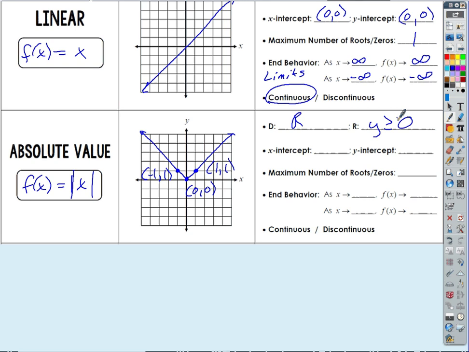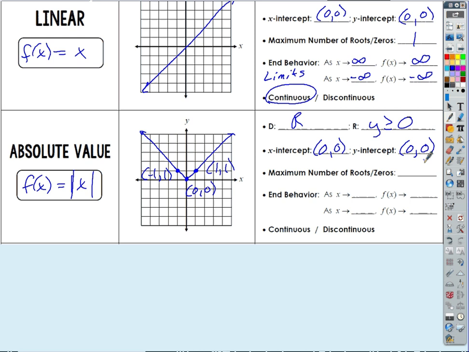What's the x-intercept going to be? What's the y-intercept going to be? Okay, what's the maximum number of roots or zeros of this function? Now this one is going to be 2. It's going to be 2 because, now you want to be thinking ahead here. What we're going to do with this parent graph is, once we get to a point where we're starting to work on transformations of these parent graphs, we're going to tweak the parent graph to create other absolute value graphs, right?